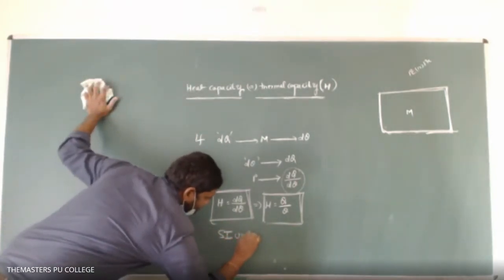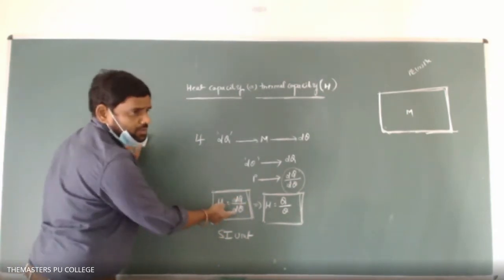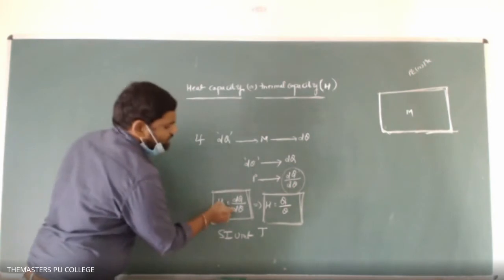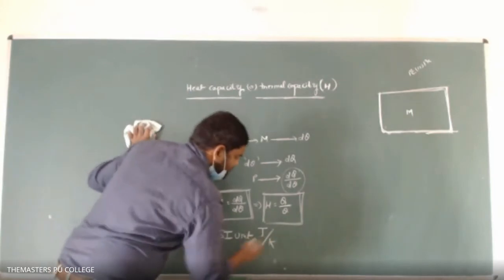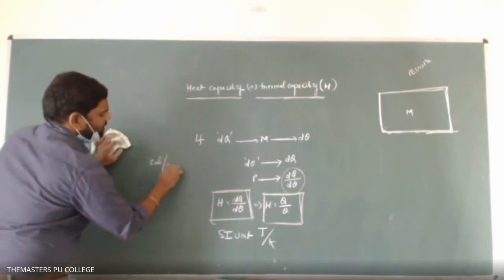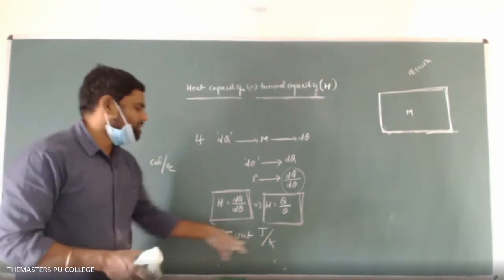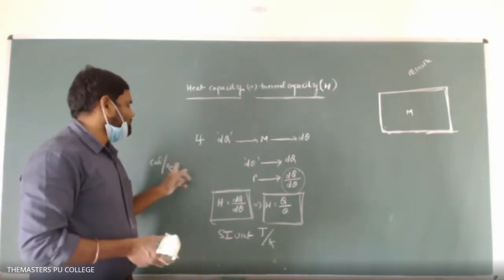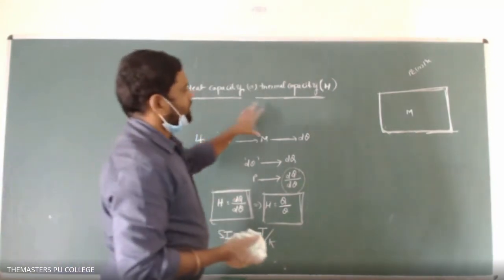What is the SI unit? The SI unit of heat capacity: dq stands for heat, d theta stands for temperature. Here dq is energy, and the SI unit of energy is joule, so joule per Kelvin is the SI unit. Instead of joule per Kelvin, it can sometimes also be measured in calorie per degree centigrade. This is also a unit, but not the SI unit. The SI unit is joule per Kelvin, and heat capacity can also be measured in calorie per degree centigrade or calorie per Kelvin. So this is about heat capacity.